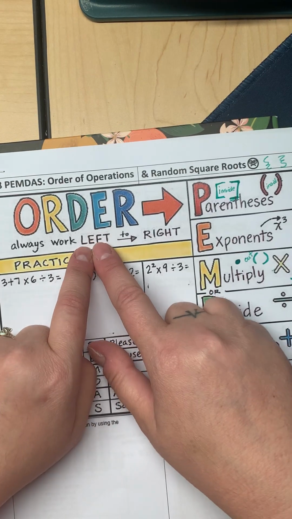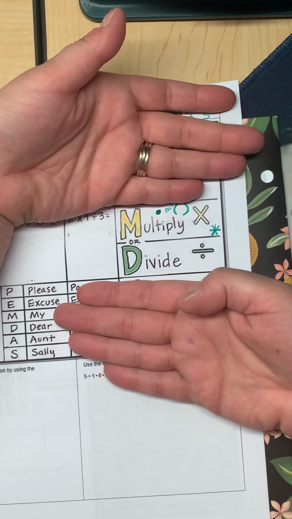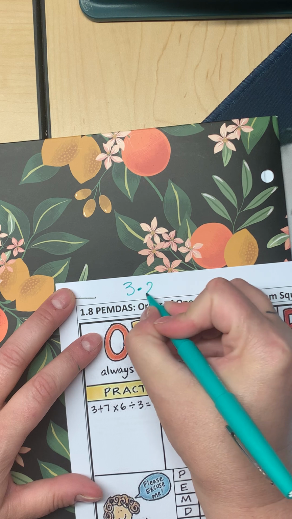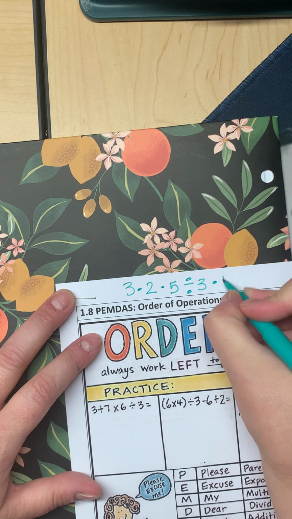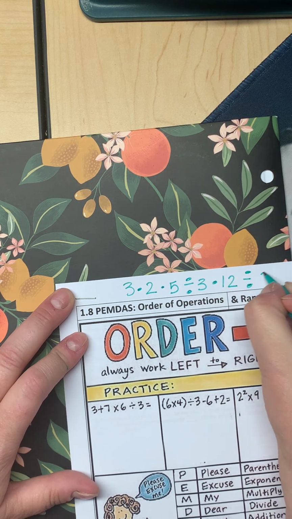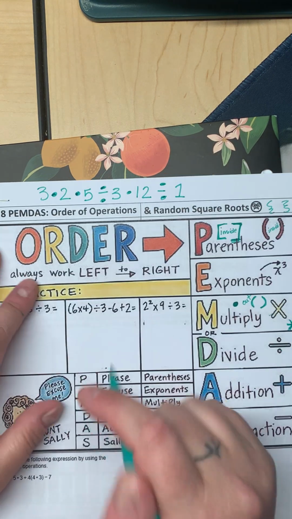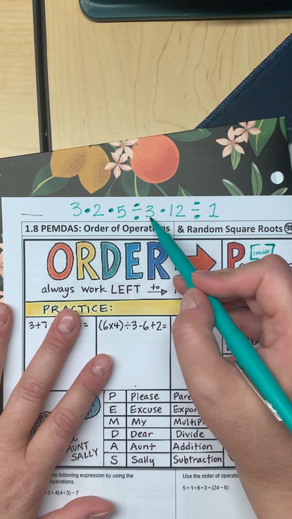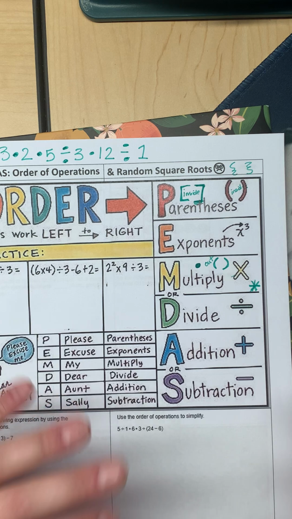And then if you look at the top, it says you always work left to right. So that means if all you have is multiply and division left on your piece of paper, you're going to go left to right. If all I had was a bunch of multiply and divide left, then you do that left to right. You would do 3 times 2, then multiply that times 5, then divide it by 3, then times it by 12, then divide it by 1.